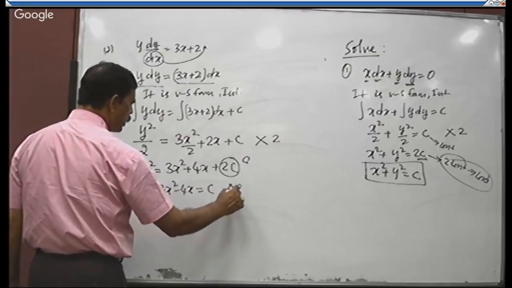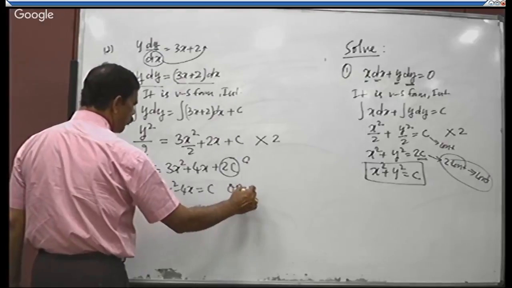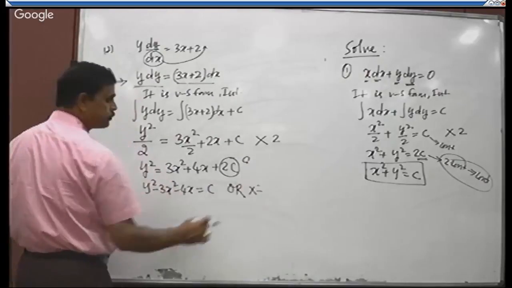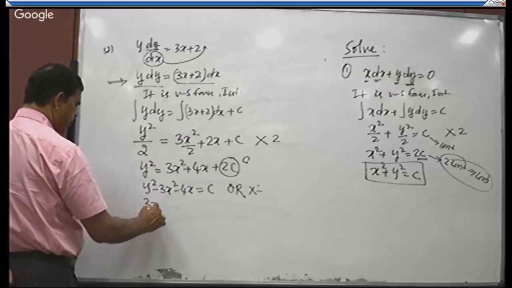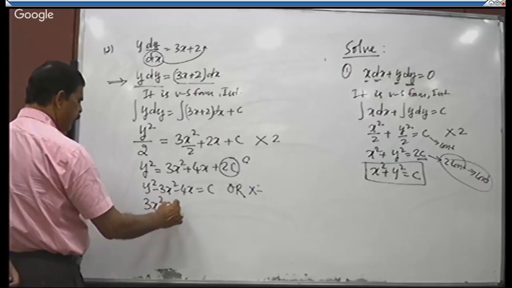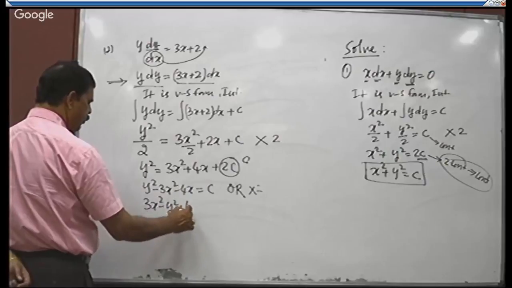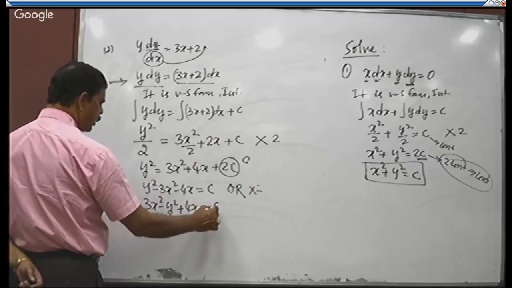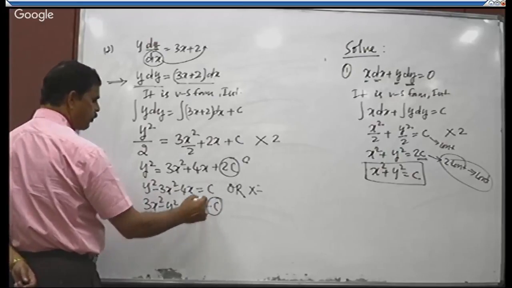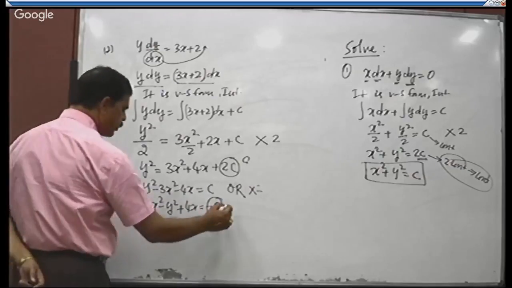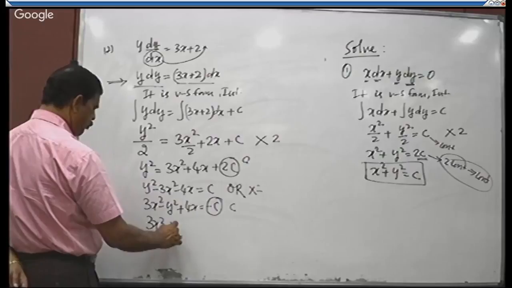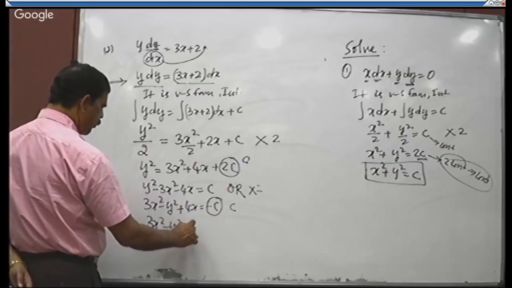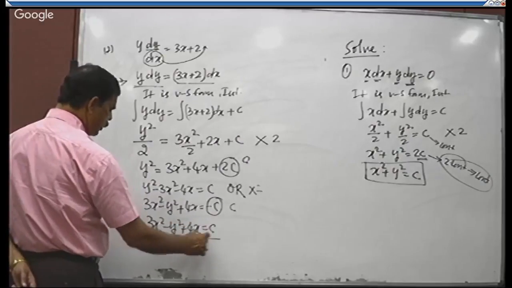Or you can also write like this, multiplying by minus sign. This becomes minus, this becomes plus. 3x square minus y square plus 4x. This will become what? Minus c. So minus c can also be taken as c only. Therefore, it is 3x square minus y square plus 4x is equal to c.